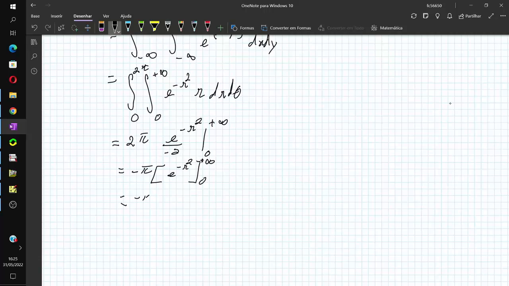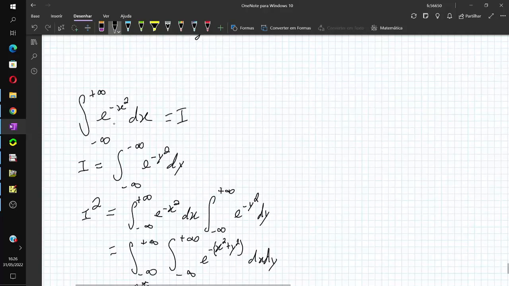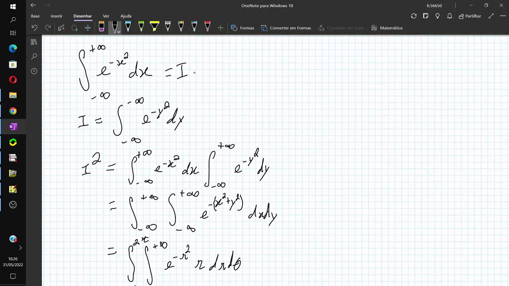And now it's computing the limit: e to the negative infinity gives us 0, and e to 0 gives us just 1, and this is just pi. So now we know that I squared is just pi, which means that I is just square root of pi. The positive one, because this function is always positive, so the integral is positive, so this is equal to square root of pi, and we have to ensure that it's greater than 0. Yeah, so this is how it's done.